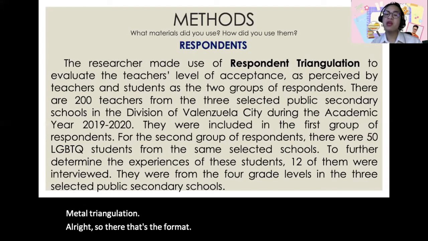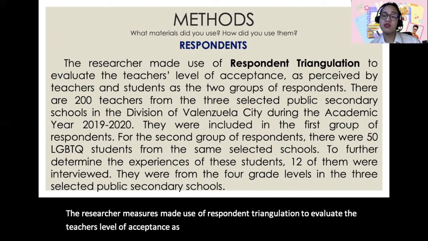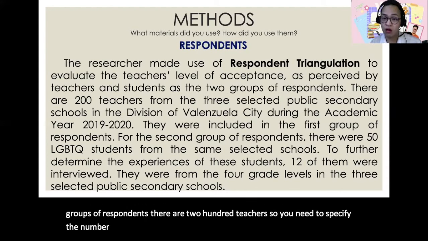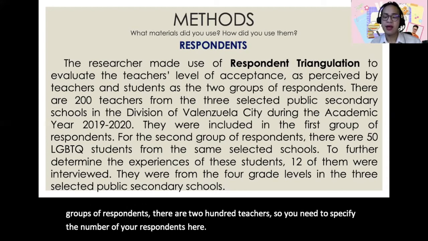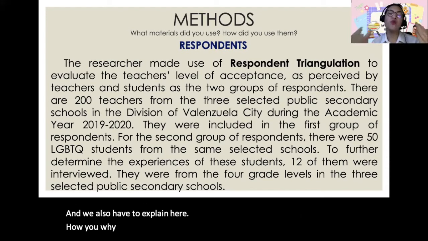The researcher made use of respondent triangulation to evaluate the teacher's level of acceptance as perceived by teachers and students as the 2 groups of respondents. There are 200 teachers, so you need to specify the number of your respondents here. All right. And you also have to explain here why they were the chosen respondents.